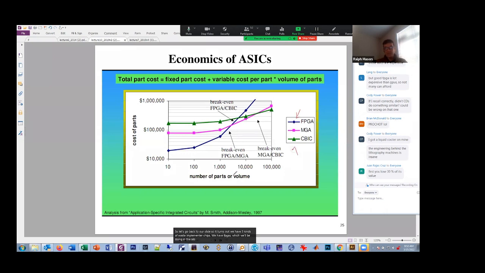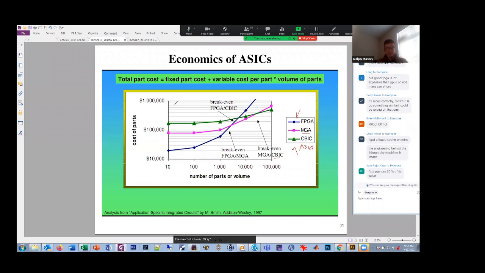This is a slide I got from one of the other profs. CBIC means ASIC. Same thing: custom built IC or application specific IC. We're going to assume they're the same thing. And then the middle one is a mask gate array. We learned that mask gate arrays don't require all the layers of an ASIC. So effectively, the NRE cost is lower.